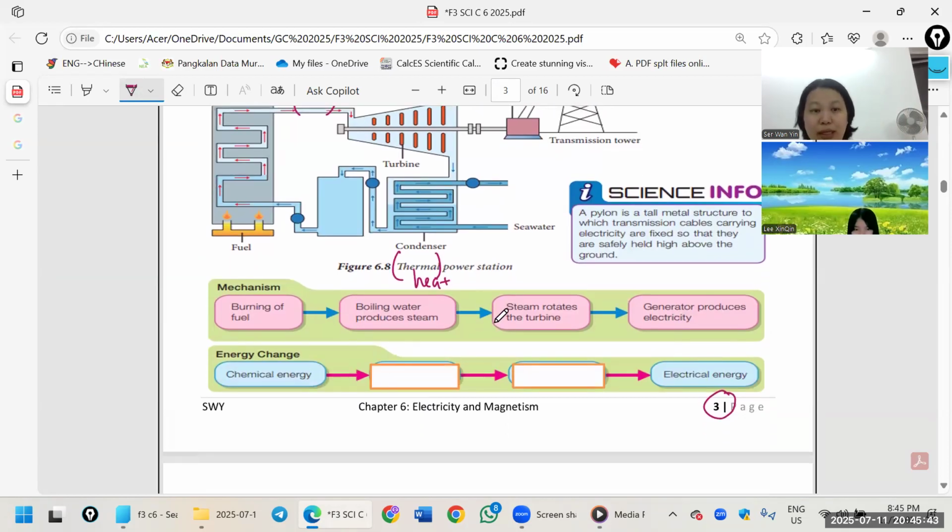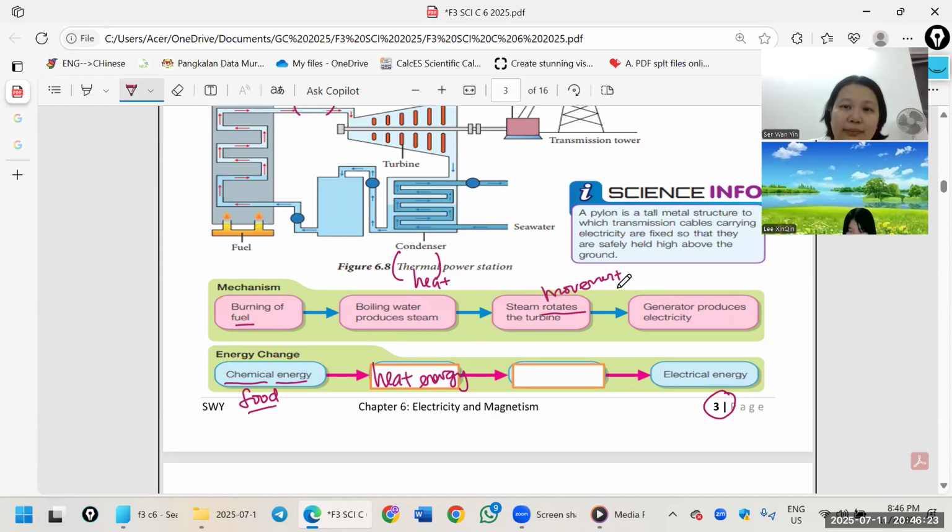Now, next, burning of fuel. The fuel will have chemical energy. Our food also has chemical energy. Then boiling water produces steam. Boiling water means it has heat energy. And steam rotates the turbine. Rotating is a movement. What is the name of movement energy?